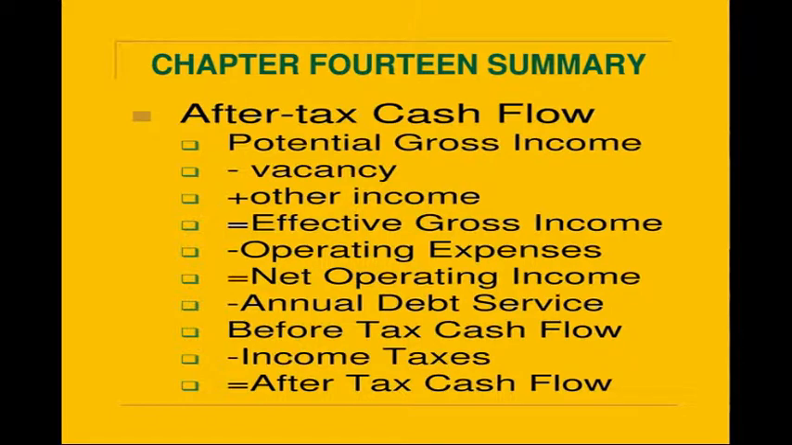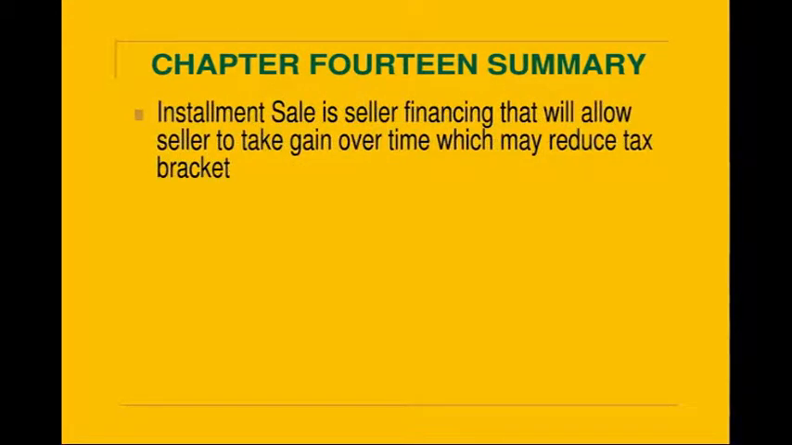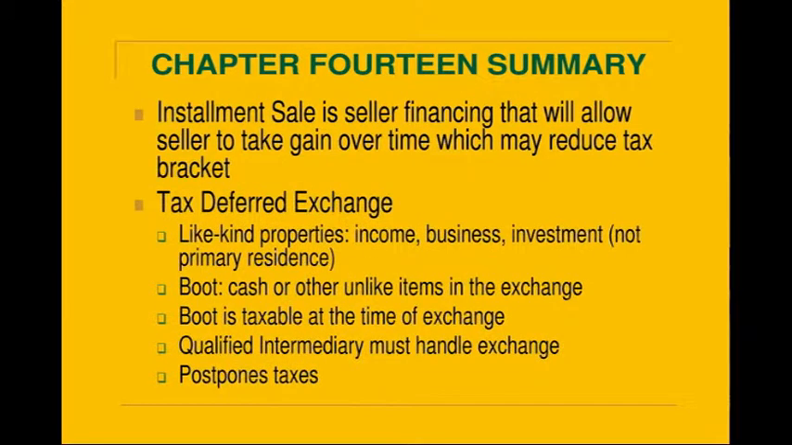From net operating income, we're going to subtract out our annual debt service, or our annual mortgage payment. That'll give us before-tax cash flow, also known as cash throw-off. From there, we subtract out our income taxes, and that gives us after-tax cash flow. The installment sale is seller financing that allows the seller to take gain over time, which may reduce their tax bracket.